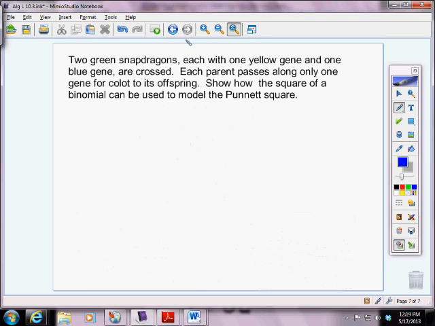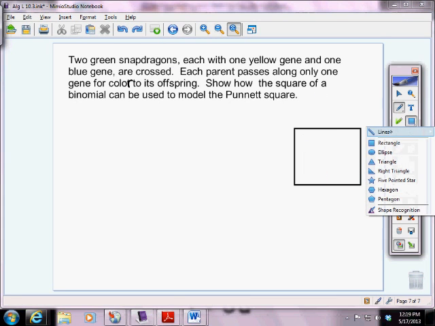This is a little different. It says 2 green snapdragons, each with 1 yellow gene and 1 blue gene, are crossed. Each parent passes along only 1 gene for color to its offspring. Show how the square of a binomial can be used to model the Punnett square. So remember the Punnett square. Let's see if I can draw a straight line here.